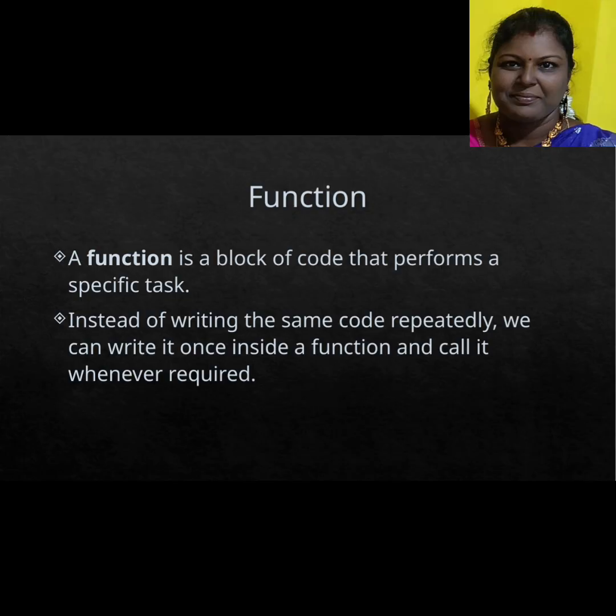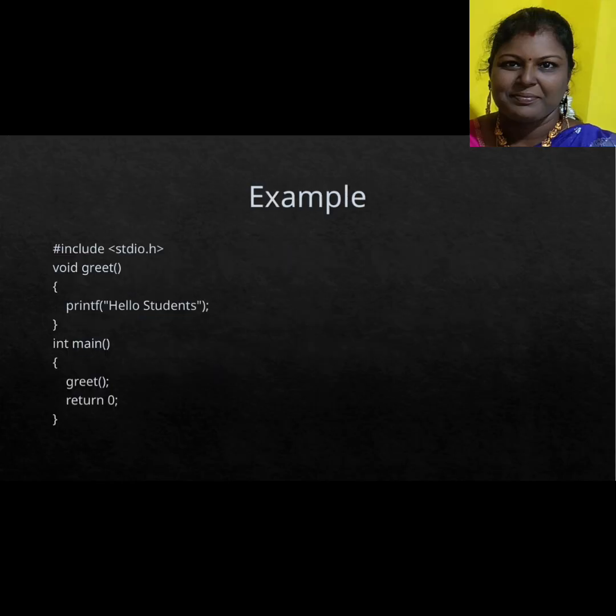Here's a simple example of a C program. It starts by including the standard input-output library, which lets us print messages to the screen. Then, we define a function called greet that prints "Hello, students." In the main function, we call greet to display that message. Finally, the program ends by returning 0, signaling it ran successfully. This example shows the basics of defining and using functions in C.